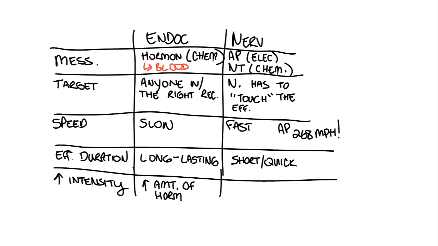With the nervous system, we have to increase the number of action potentials. Okay, so that gives us a good comparison between the endocrine and the nervous system. All right, so keep these in mind as we move along.